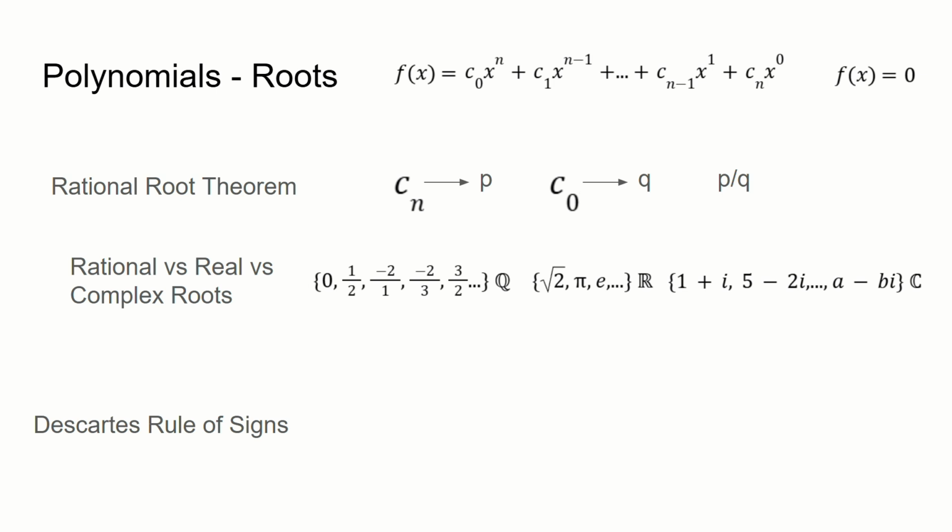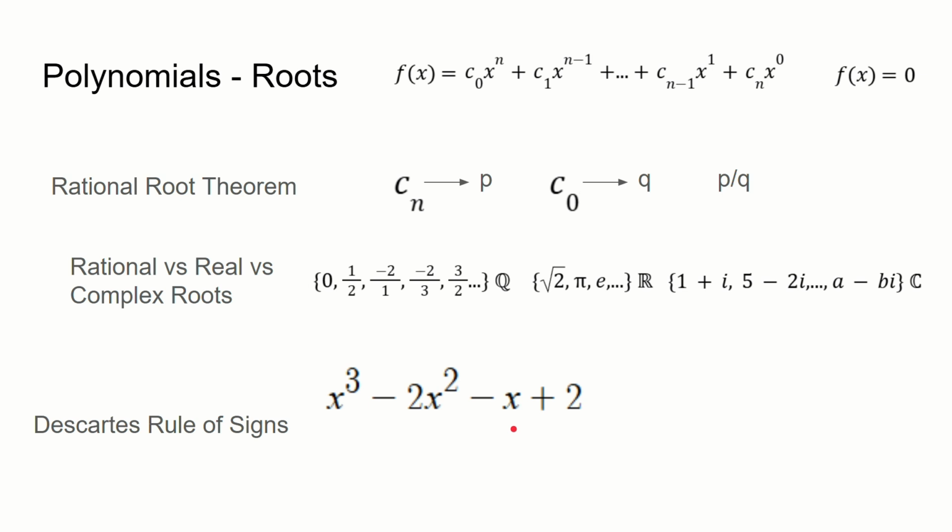Generally, they fall into the complex category. And something else to note is that for a polynomial with real coefficients, all of its complex roots will come in pairs. So if a plus bi is a solution, a minus bi will also be a solution, no matter what.